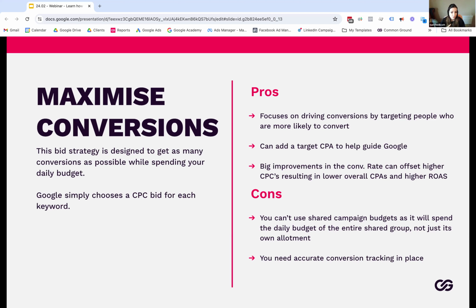And with a lot of the ones I'm about to talk through, you really need to have accurate conversion tracking in place, because Google uses and relies on the data that you provide it. So if you've not got accurate conversion tracking, it's not going to be able to deliver you the best results it physically can do.